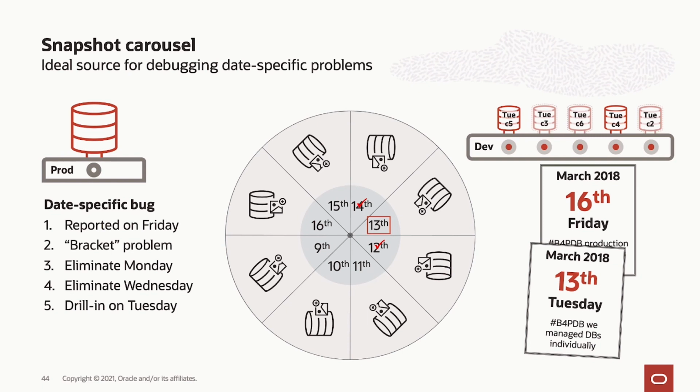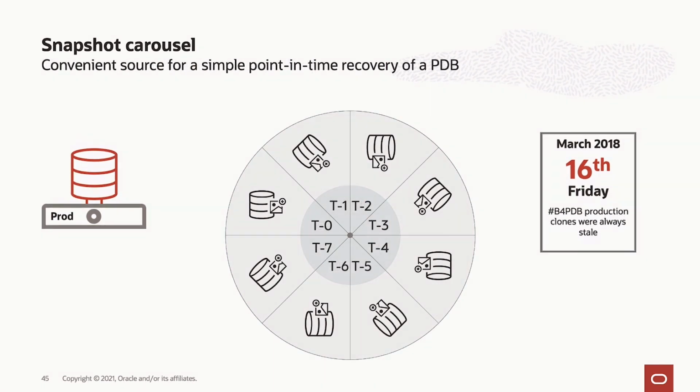Technically, snapshots can be materialized either as full clones or as snapshot or thin provision clones. Another great use case for snapshot carousel is as a convenient source for simple point-in-time recovery of a PDB.